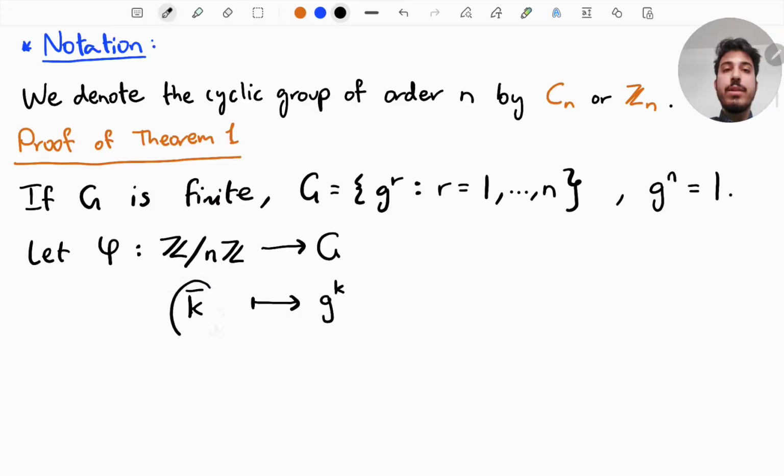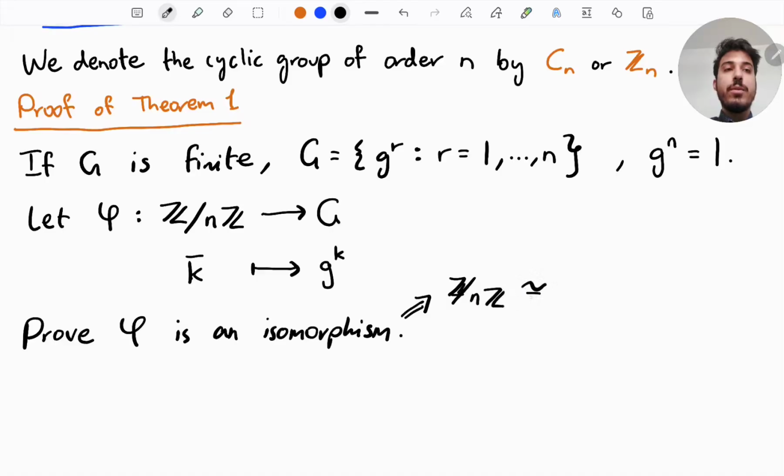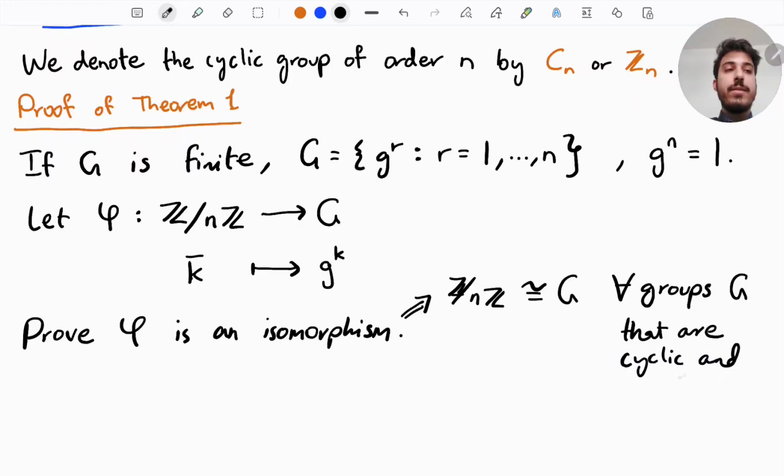So it takes the residue class, it will take the representative k, and it will put it here and give us the kth power of g in the group G. So we will now prove that phi is an isomorphism. Because if we prove that phi is an isomorphism, then this will mean that Z/nZ is isomorphic to G for all groups G that are cyclic and finite.